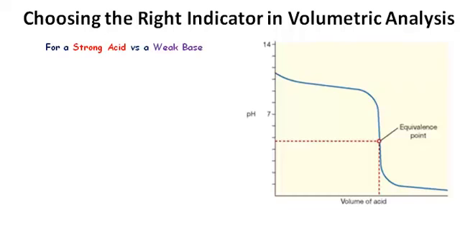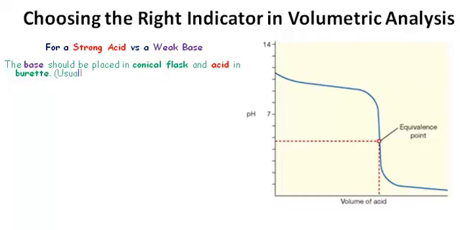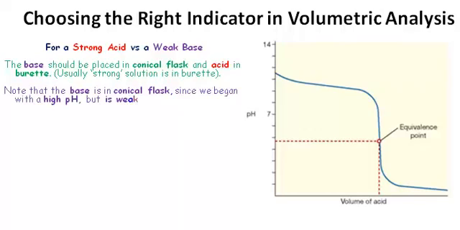Now, if we look at a strong acid versus a weak base, the base should be placed in the conical flask and the acid in the burette. Usually the strong solution is placed in the burette. Note that the base is in the conical flask since we've begun with a high pH, but it's a weak base because the pH begins at 11.5 rather than 13 or 14 like in the earlier example.